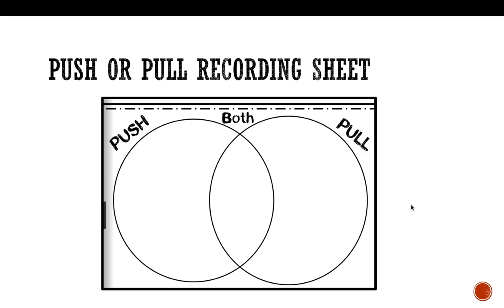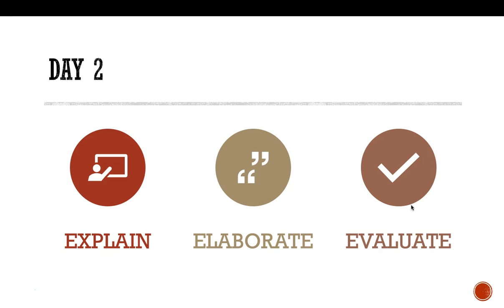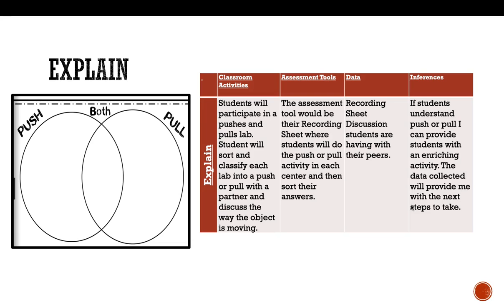So their recording sheet would be a Venn diagram where they would have push and pull or both. So I would hope that during the task cards, they would notice that 2 of them could be both a push and a pull. So for day 2, we would come back and do the explain piece, elaborate piece, and the evaluate. So the explain piece would be to discuss our answer sheets, what we have for the push and pull recording sheet that we did.